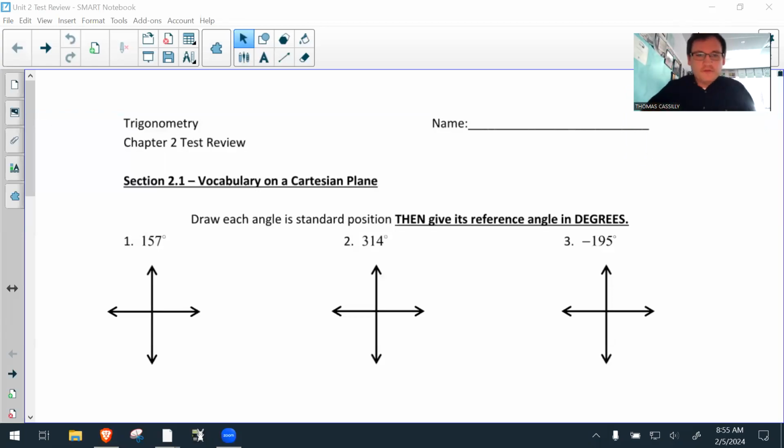Here we go. Already time for the Unit 2 test. This one was all about graphing angles on a coordinate plane. So first things first, we want to draw each angle in the standard position.